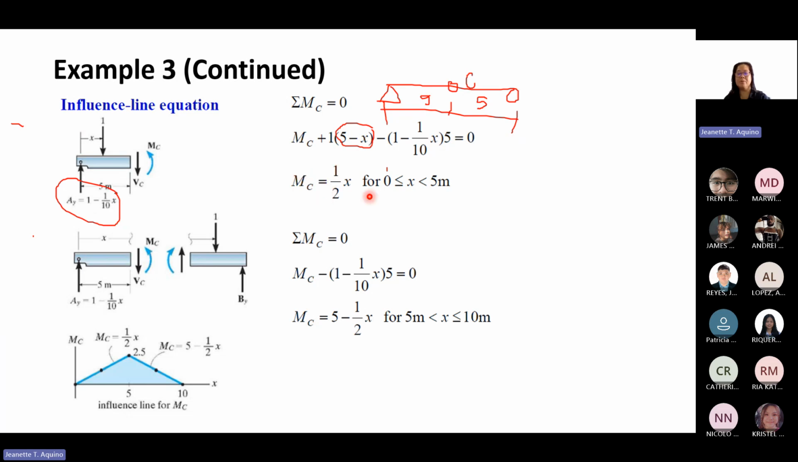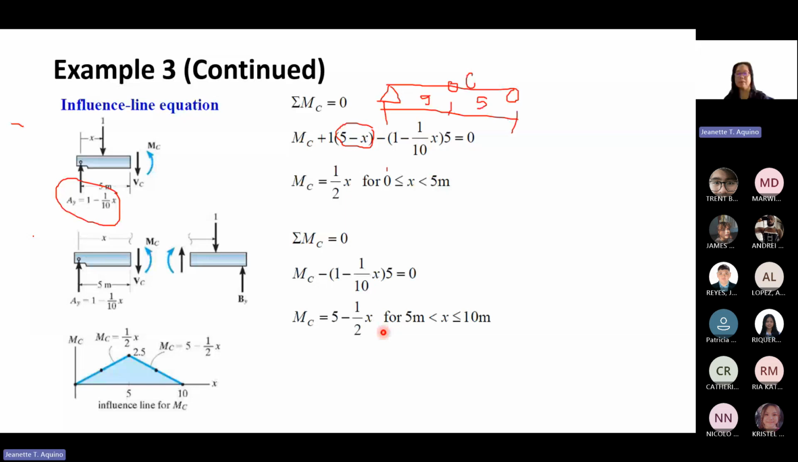So for x, if your x is greater than 0 and less than 5 meters, this will be the formula for MC. And then for MC on the right side, if your x is greater than 5 and less than 10, this will be the formula for the influence line of moment at C.